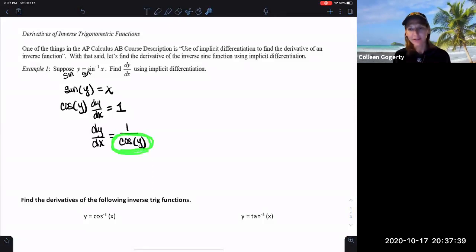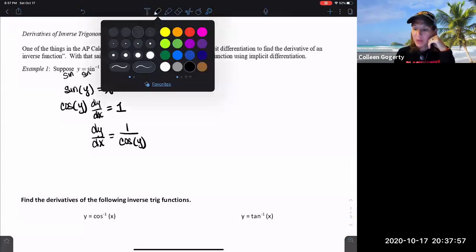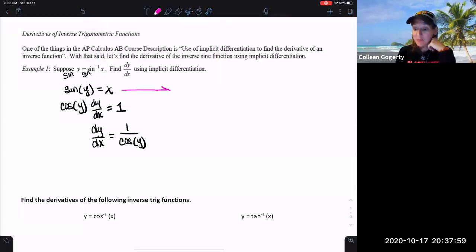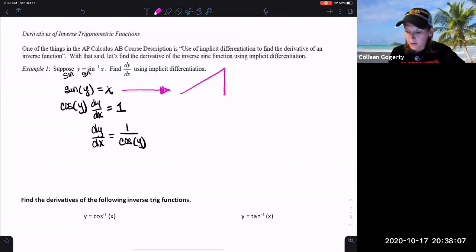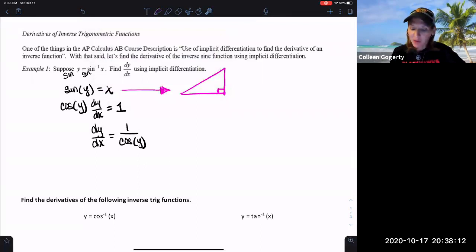The harder part here is, what is cosine of y? How can we come up with a way to evaluate that? That's going to be to come back and look at sine y equals x. Think back to geometry, when you learned the definition of sine, and then expanded on that definition in pre-calculus. If I have a right triangle, I'm looking at an angle measurement of y.